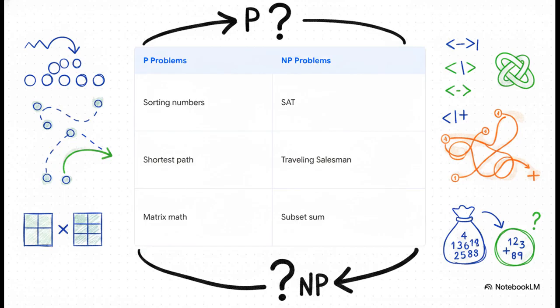We can check the answers to these instantly, but nobody on Earth has ever found a fast algorithm to solve them from scratch. And what's wild is that SAT was actually the first problem ever identified as NP-complete, meaning it's the absolute hardest type of problem in NP. If you can find a fast way to solve just one single NP-complete problem like SAT, boom, you've magically proven that P equals NP, and you can suddenly solve all of them quickly.